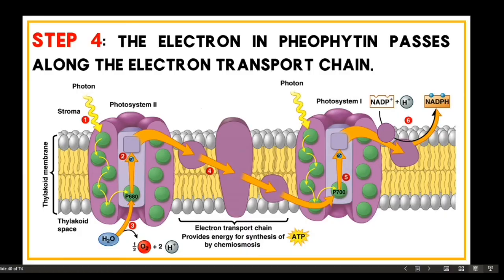Now, the electron in the pheophytin is passed along the electron transport chain. As the electrons pass through the electron transport chain, it powers the movement of the hydrogen protons from the stroma to the thylakoid space, making an imbalance or a gradient. Therefore, there are now a lot more protons in the thylakoid lumen, or the thylakoid space, than in the stroma.